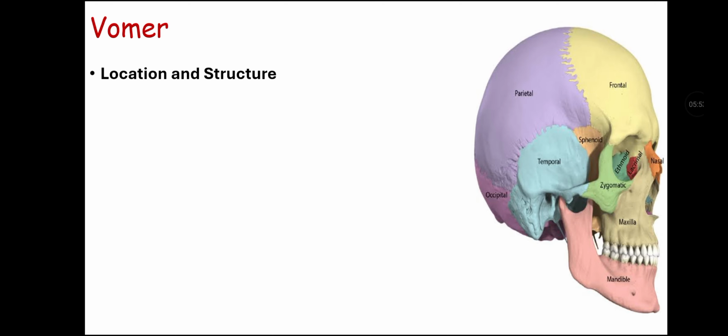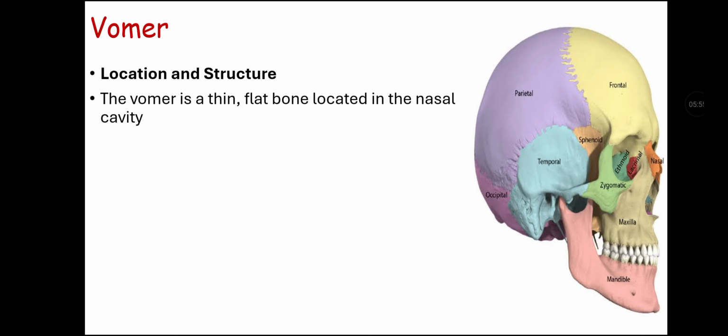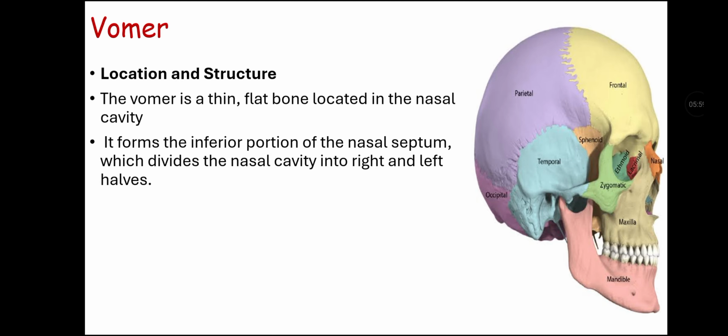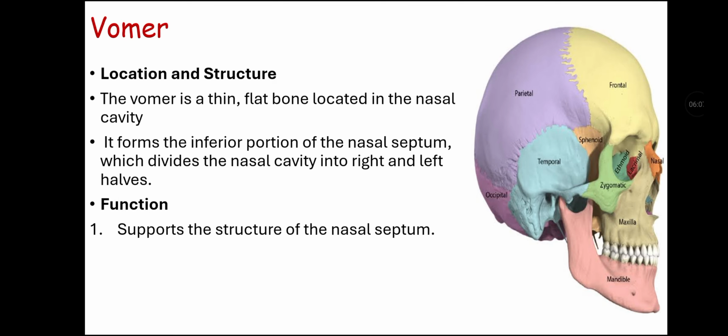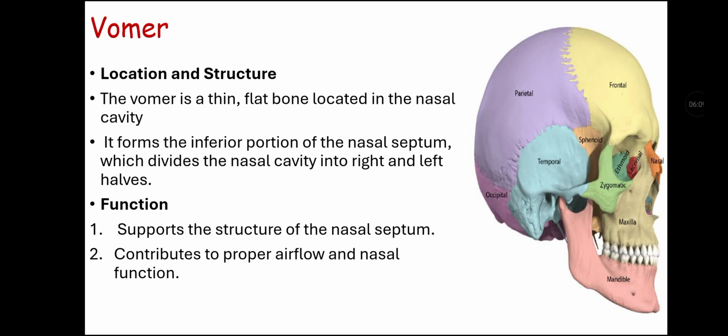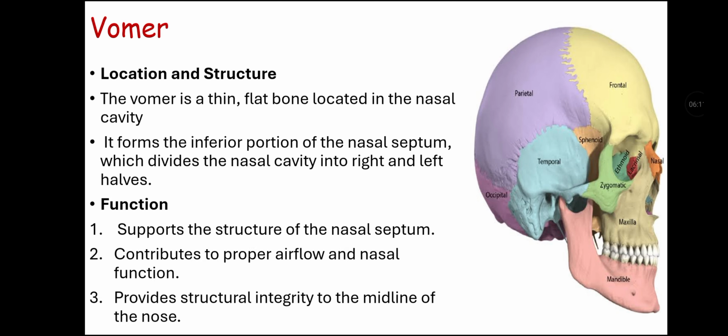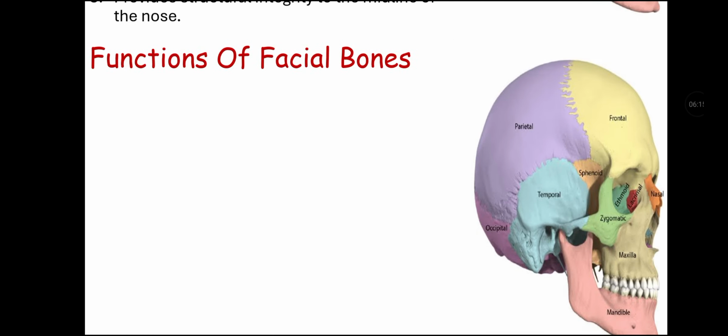Next bone is vomer. Location and structure: vomer is a thin, flat bone located in the nasal cavity. It forms the inferior portion of the nasal septum, which divides the nasal cavity into right and left halves. Functions of vomer: they support the structure of the nasal septum. Second, it contributes to proper airflow and nasal function. Third, they provide structural integrity to the midline of the nose.